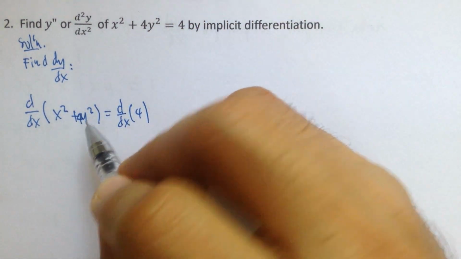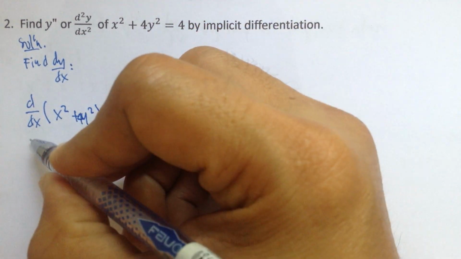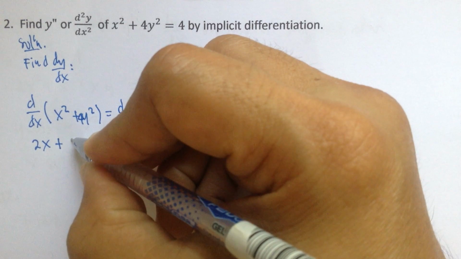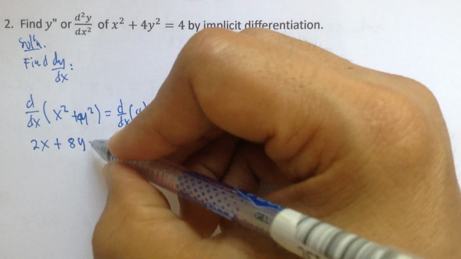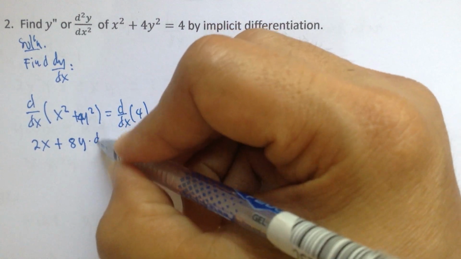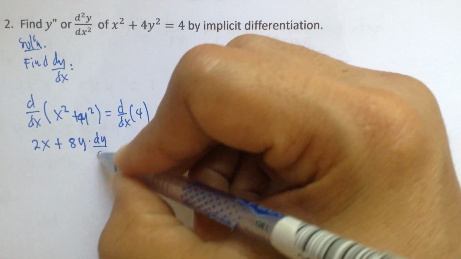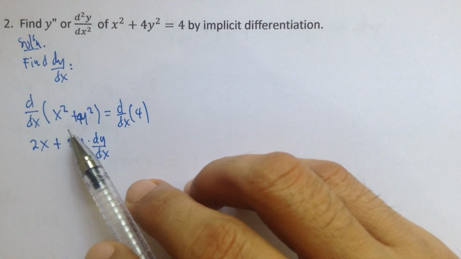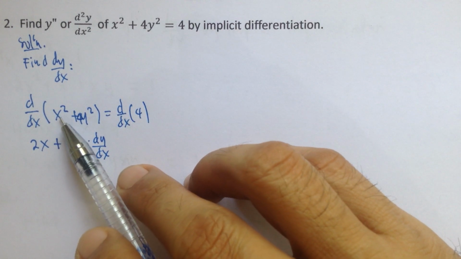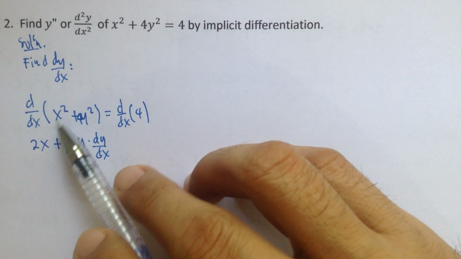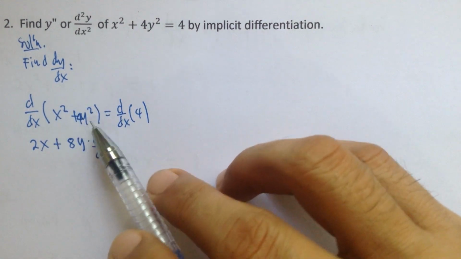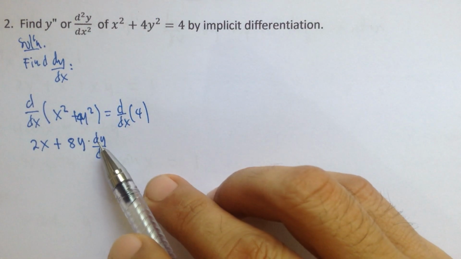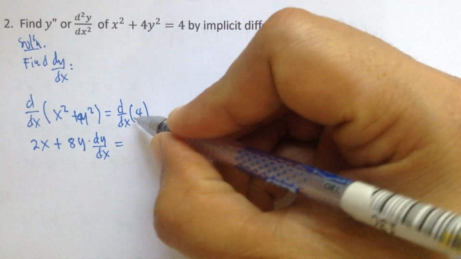And then the derivative of the sum is the sum of the derivatives, right? So the derivative of x squared is 2x. The derivative of 4y squared, using implicit differentiation, is 8y to the 2 minus 1 times the derivative of y with respect to x. I hope at this point you already see the difference between the derivative of a function with respect to x only and a function with respect to y. When it comes to a function with y, you always have dy dx, right? Equals the derivative of 4, which is 0.